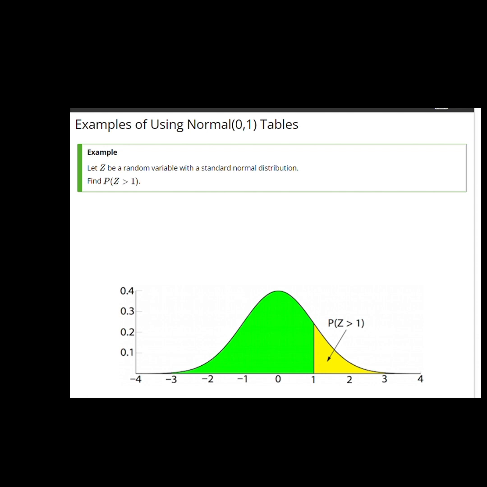The normal distribution. Examples of using the normal 0, 1 table. Suppose z is a random variable with a standard normal distribution. Find the probability that z is greater than 1.